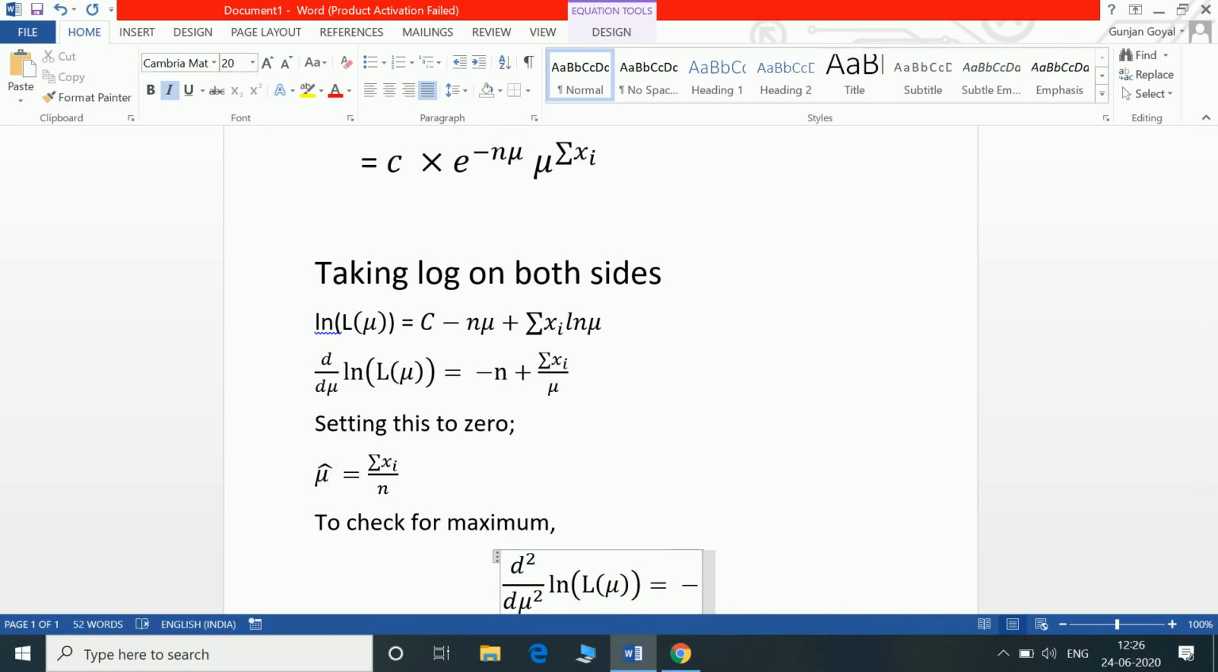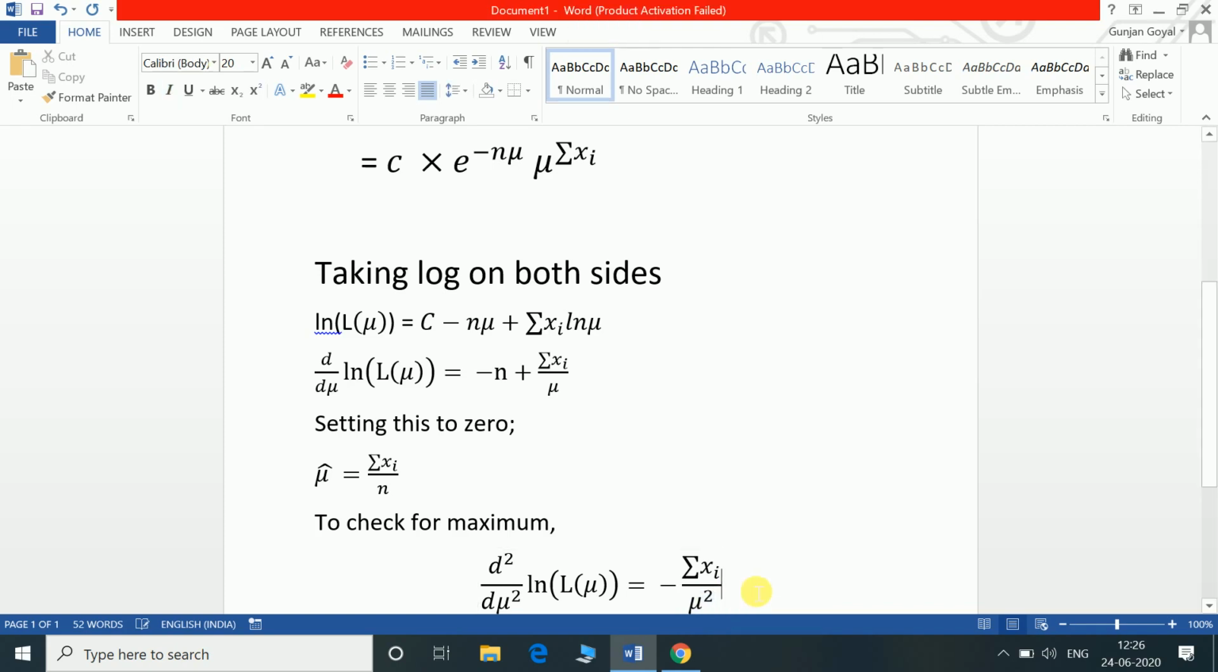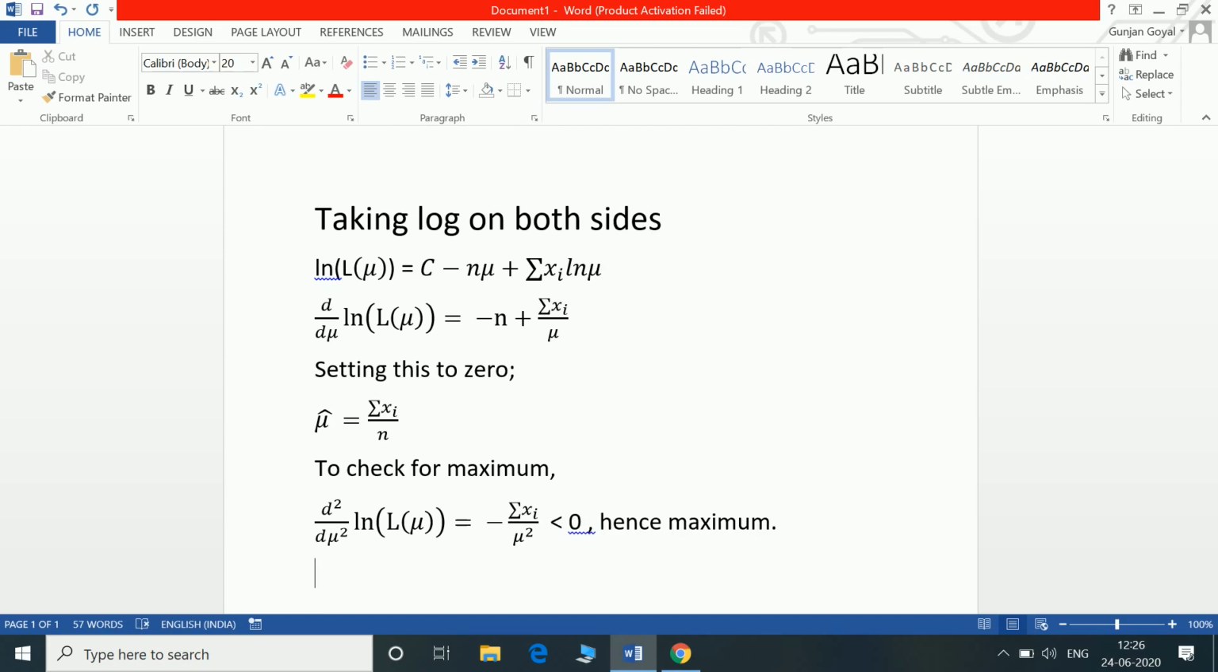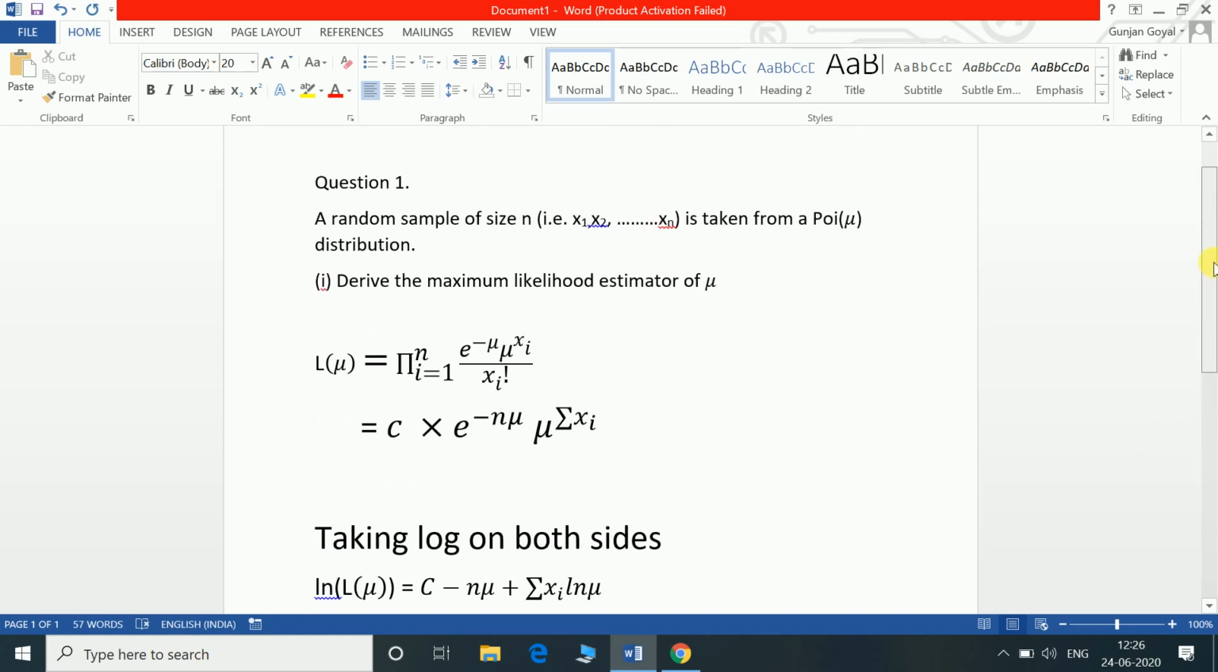minus, and then I'll just copy this again, this part which is already there from your first, which is summation xi by, and instead of n, this will become mu square. Okay, and since this is a minus sign, this is less than 0, hence maximum. Okay, so this is very easy when you do this. Okay, so this was your maximum likelihood estimation from CS1.